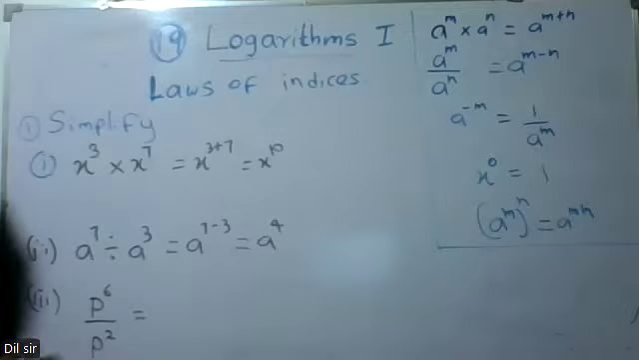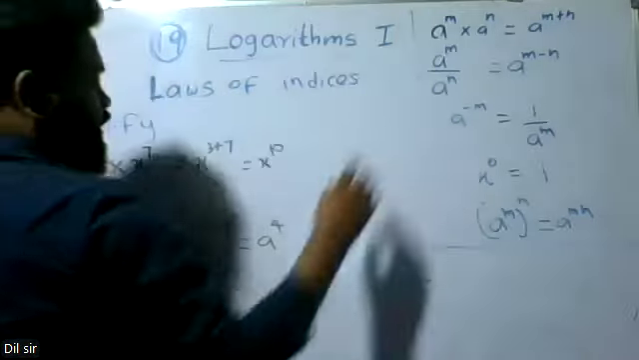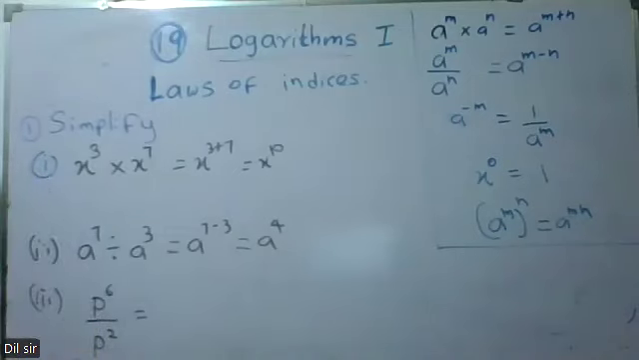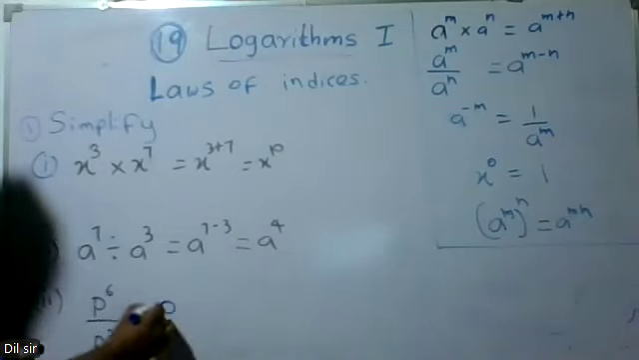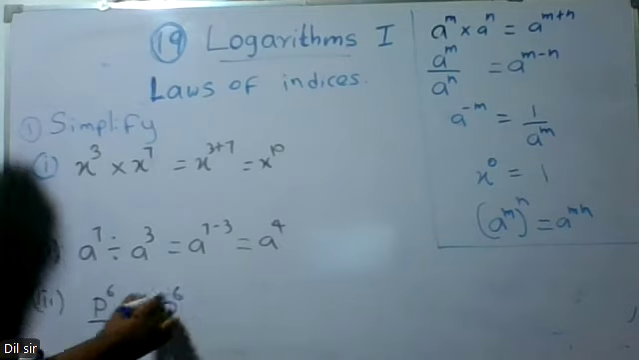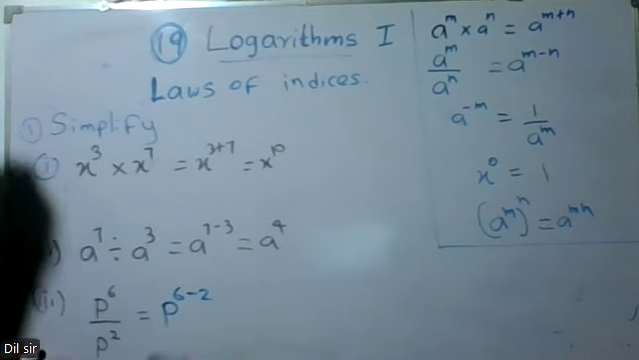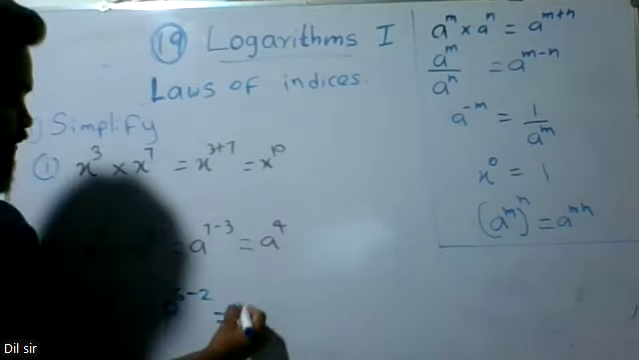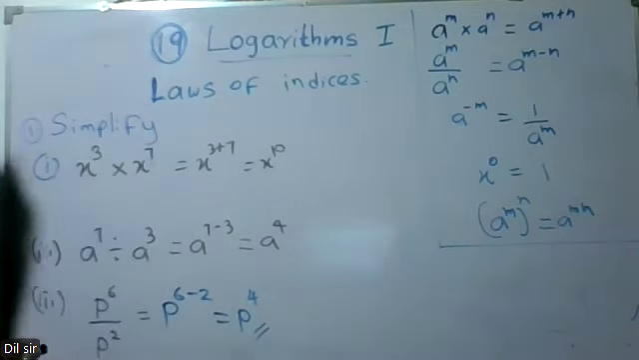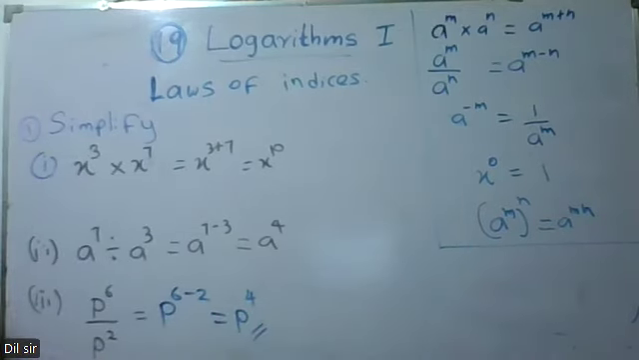That division is the same as this fraction. p and p, same base. Its power is 6 and the other power is 2, so 6 minus 2. What is the answer? p to the power 4.